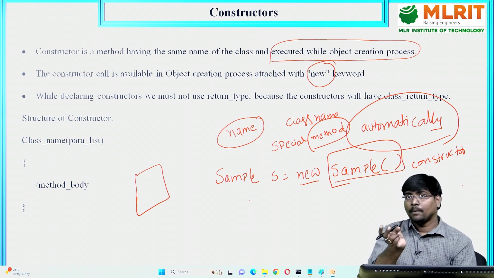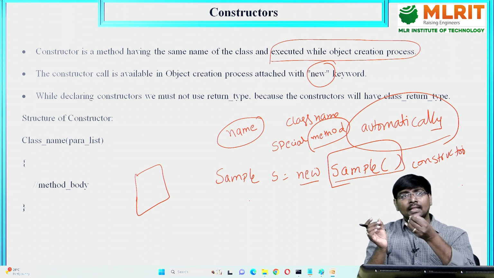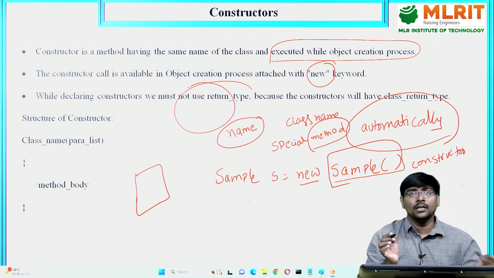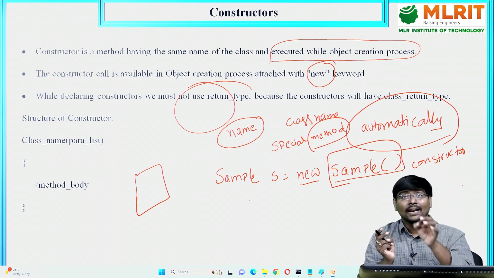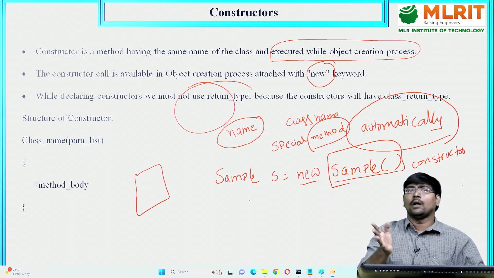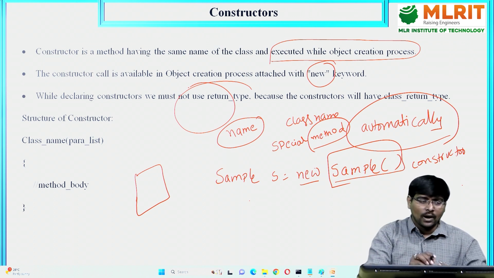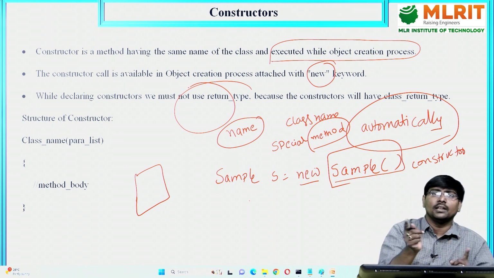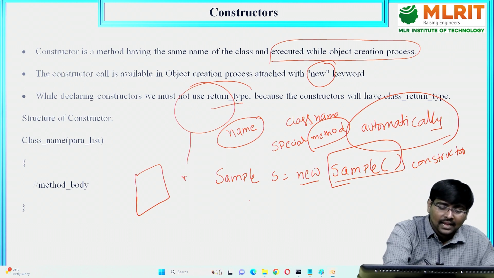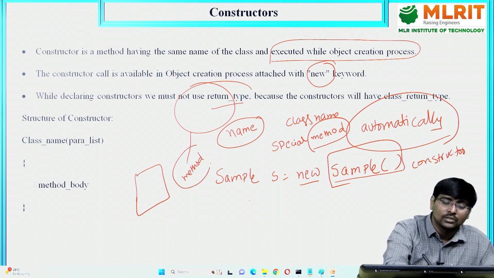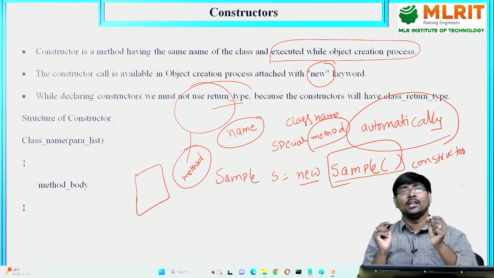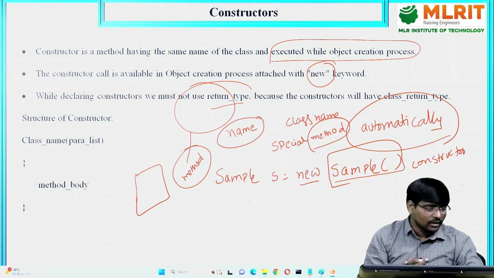And remember, while we are writing the constructor, please ignore the return type. Please do not use return type for constructor. Even though you are writing the return type, not a problem. Remember, even though you are writing the return type before a constructor, it is not an error. But if you write the return type, the constructor also behaves like a normal method. You need to call the method. That is the reason you are not allowed to write any return type.